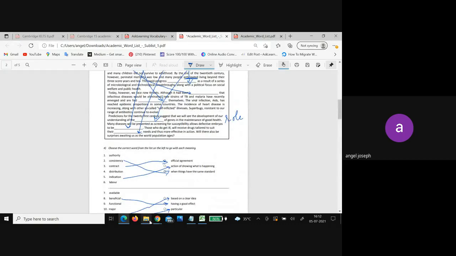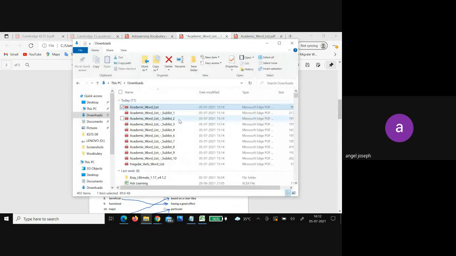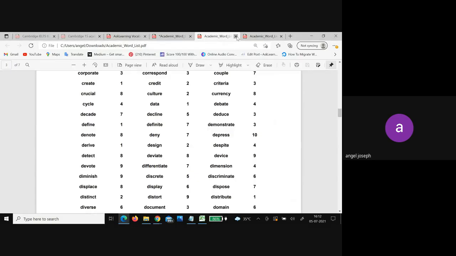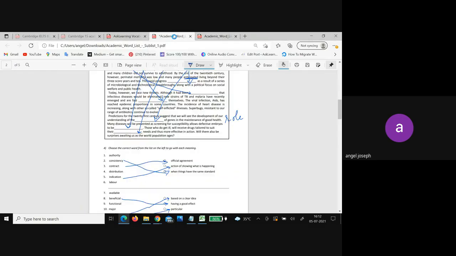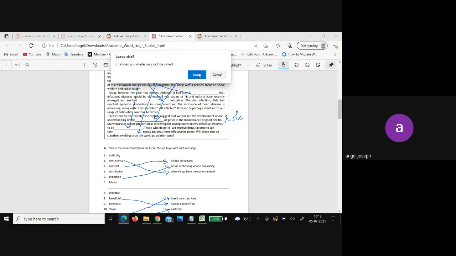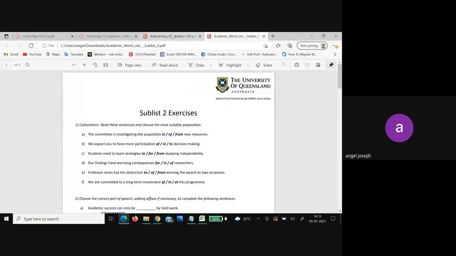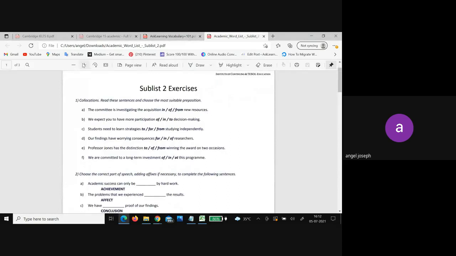Let's quickly go on to sublist 2. I hope you guys are getting some understanding. Why am I doing this? So that you guys get used to such usage. That's why I'm using this. All right, one second, please. Okay, so let's come on to the next one.